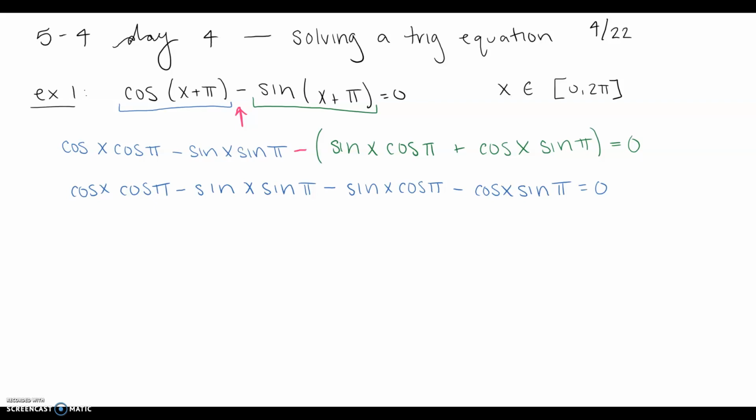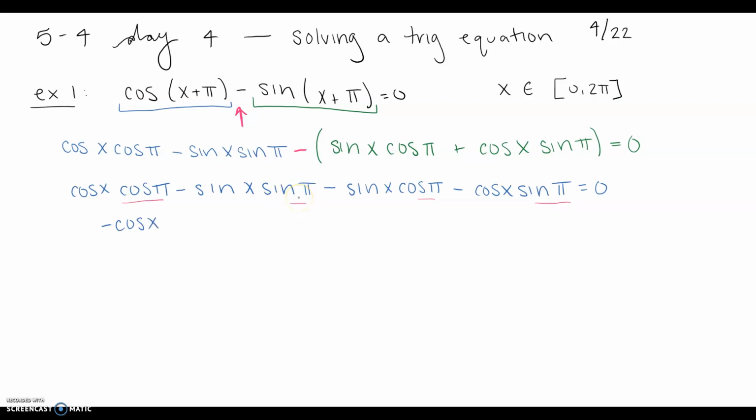Now you could have done this next part halfway in the last step, but I like to do it all at once. But what we're going to do now is solve the parts that are trig or things on the unit circle. So we know cosine of pi and sine of pi. So cosine of pi is -1, so this will be negative cosine of x.